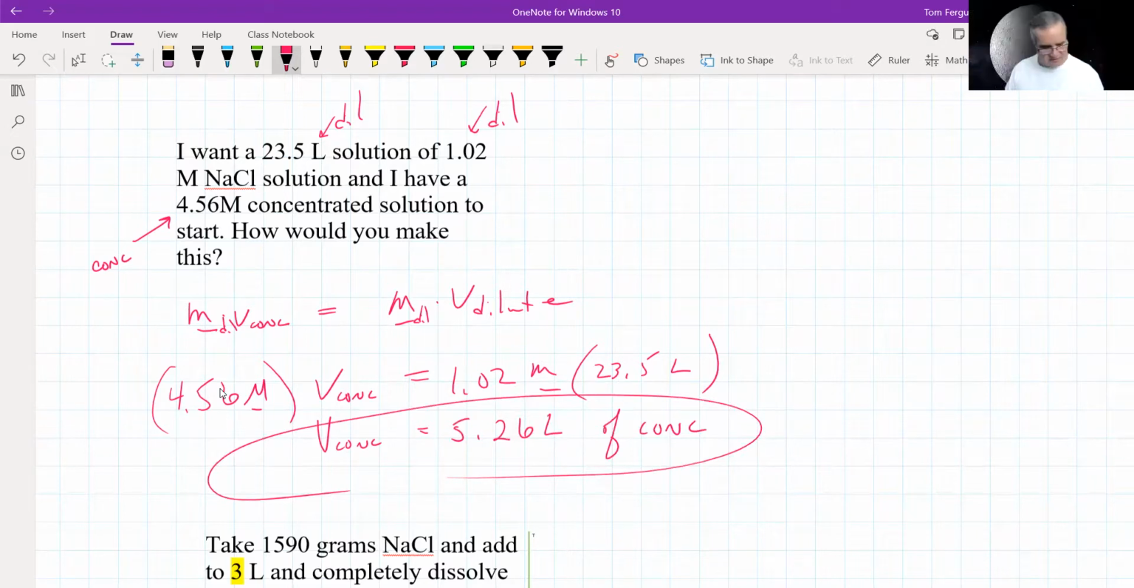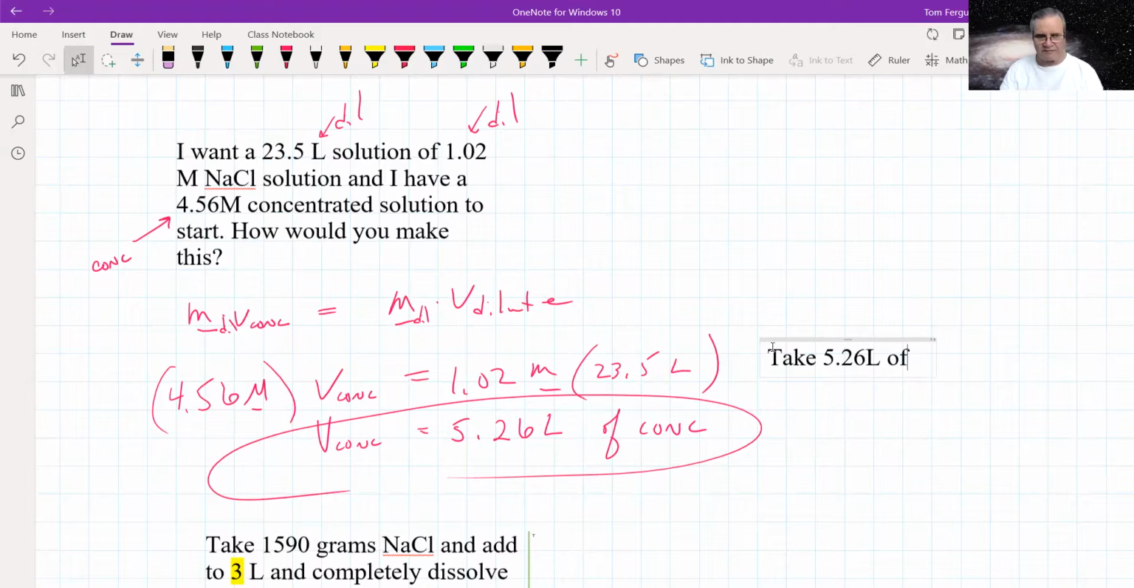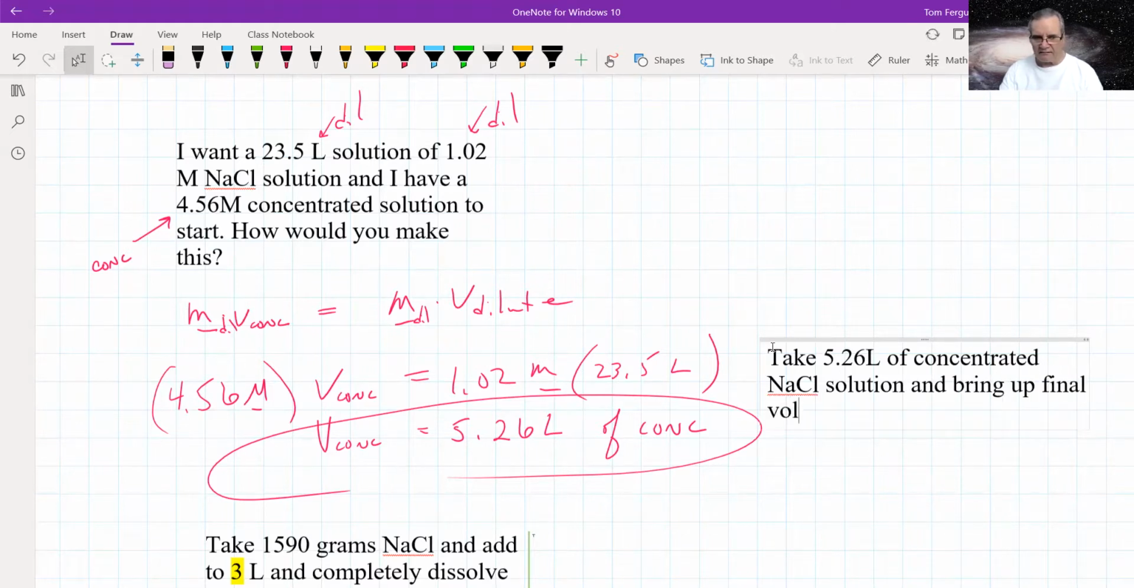So what we're going to do is take 5.26 liters of concentrated sodium chloride solution and bring the final volume up to 23.5 liters. And if we subtract 5.26 from 23.5, we'll end up with how much water we add. Okay? Andrew, does this flow okay for you?